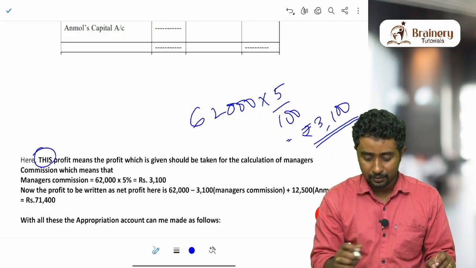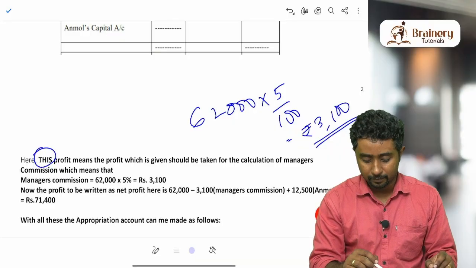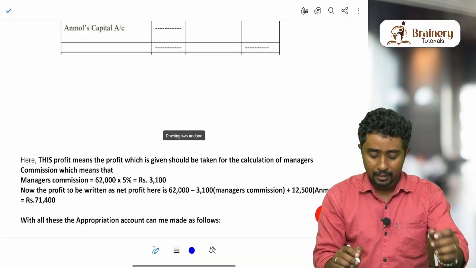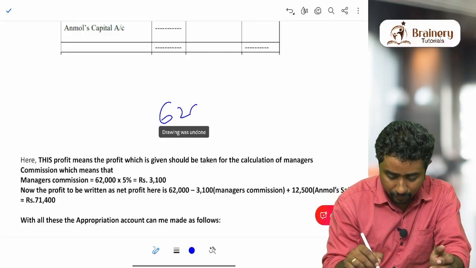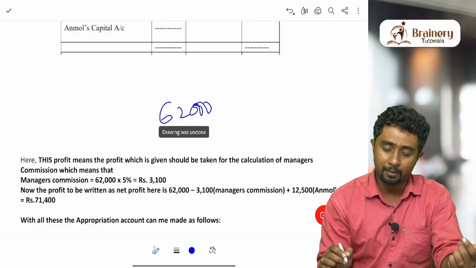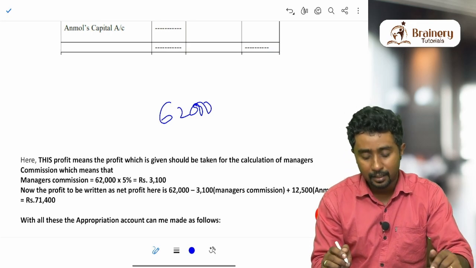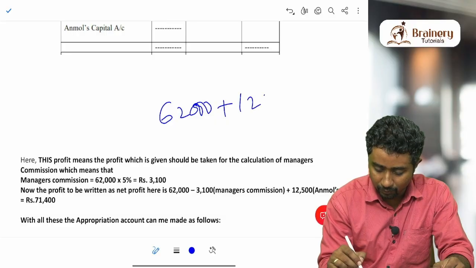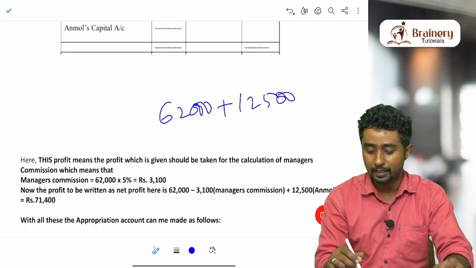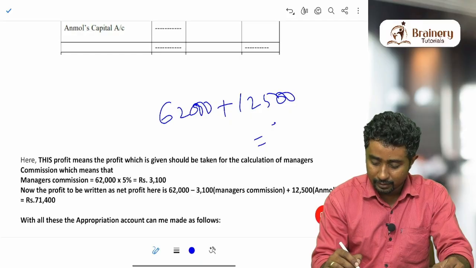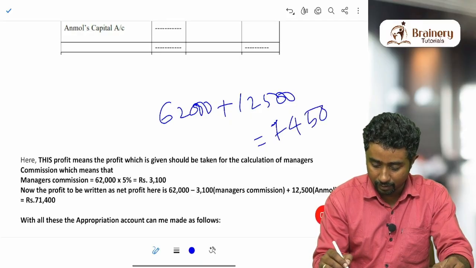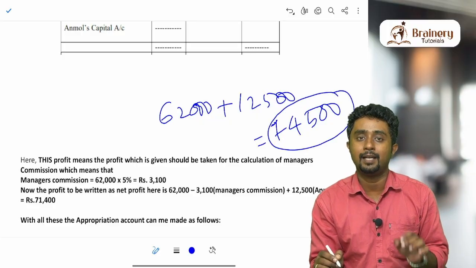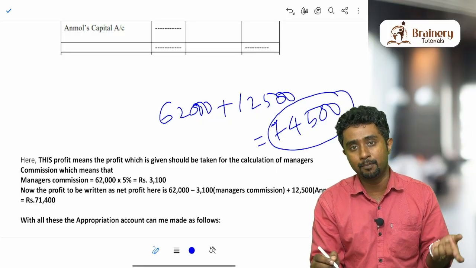Okay. Now, what is the net profit again? The question is, how to calculate that? Already 62,000 is there, which is not the net profit. I know that, because from some amount they have already deducted annual salary. How much is annual salary? 12,500. If you add these two, you will get some amount. What is that? 74,500. From this is the actual net profit which was available before deducting manager's commission.